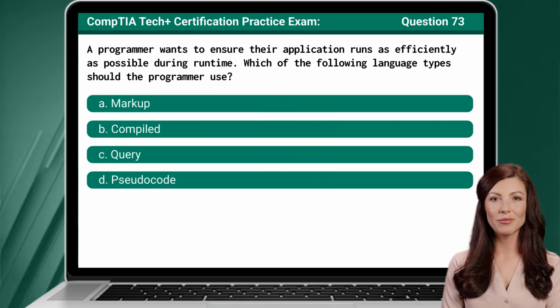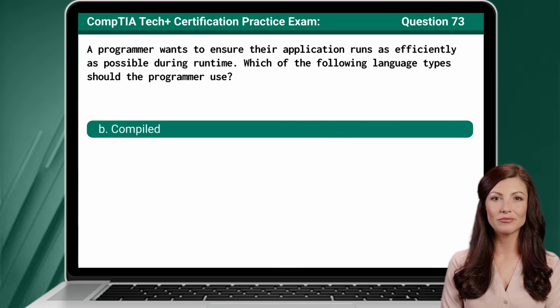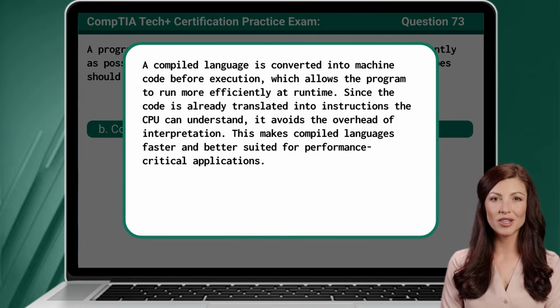The answer is B. Compiled. A compiled language is converted into machine code before execution, which allows the program to run more efficiently at runtime. Since the code is already translated into instructions the CPU can understand, it avoids the overhead of interpretation. This makes compiled languages faster and better suited for performance-critical applications.